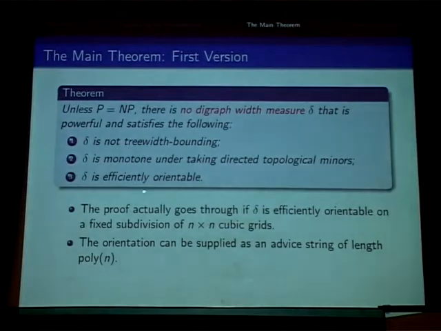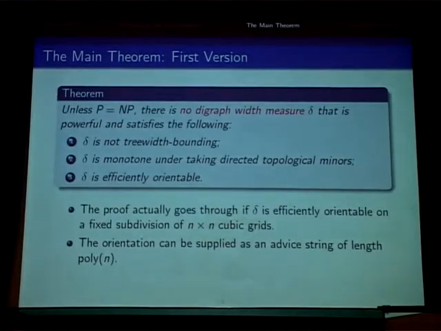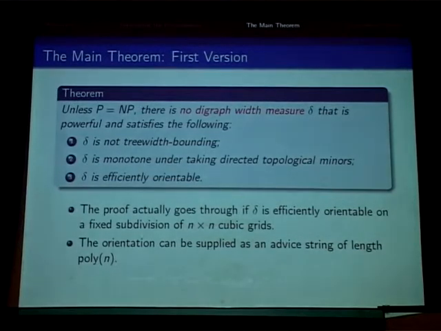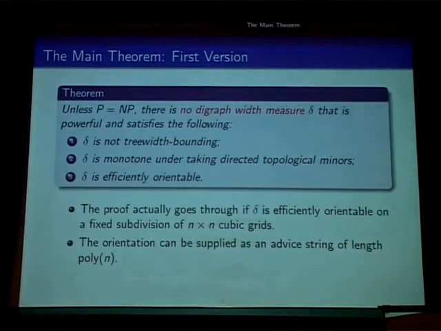What we observed was that the proof actually goes through if you make the following weaker assumption. Here we assumed that delta is efficiently orientable on all undirected graphs. The definition of efficient orientability is that given any undirected graph, I can give you an orientation with near optimal directed width. But what we just need is that delta be efficiently orientable on some fixed subdivision of the cubic grid. So we don't need efficient orientability on an arbitrary class of graphs, we need it on a fixed class of graphs. And for a fixed n, the optimal orientation of the edges can be supplied as an advice string of length polynomial in n.